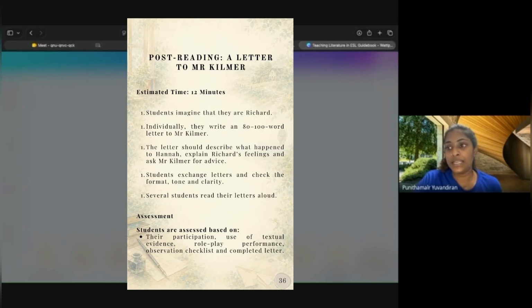During post reading, students imagine that they are Richard and write an 80 to 100 word letter to Mr. Kilmer. They describe what happened to Hannah, explain their feelings, and ask him for advice.